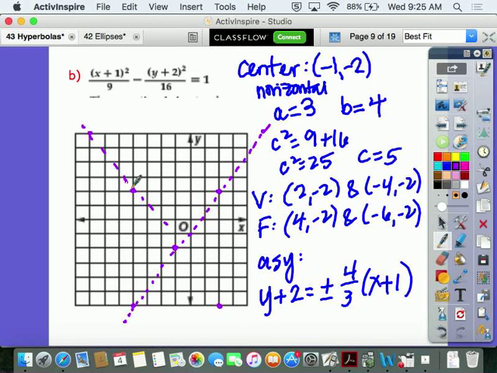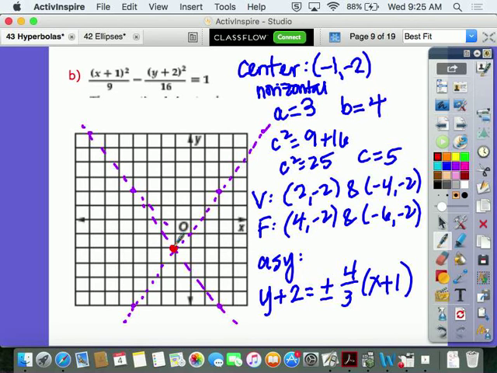Honestly, that's perfect. In my opinion, I feel like this is a little bit easier, okay? Because the center, again, is a point that's on your asymptote, so why not use that as your reference point and just apply the slope? We got our equation for our asymptote, so there we go. Okay?